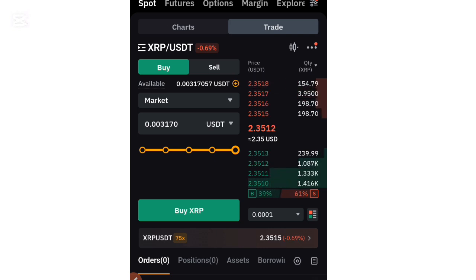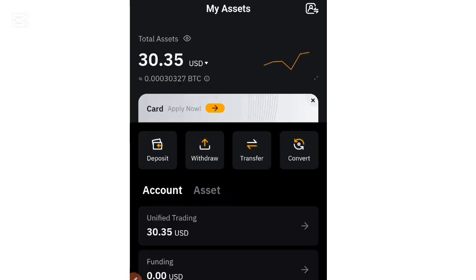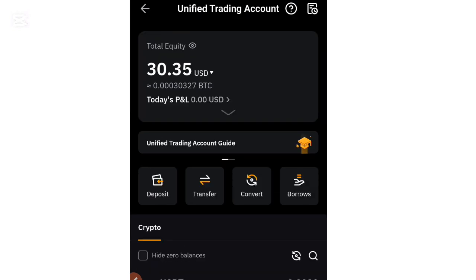So let's say for instance I'm having money and I want to use it to trade. I'll just come to assets. You can see assets here. Just click on my assets. So when I click on my assets, you can see where we are. Just like I said initially, I said I'll use all my money to buy coin, and actually I'm holding XRP.